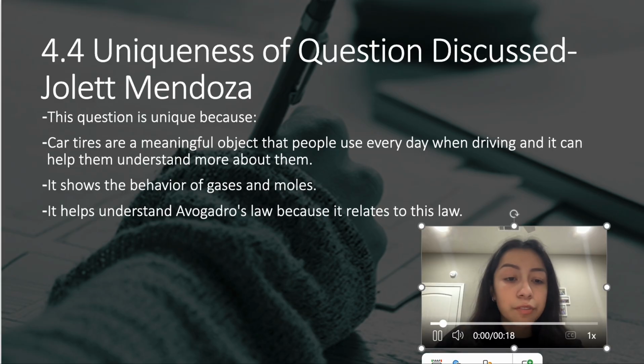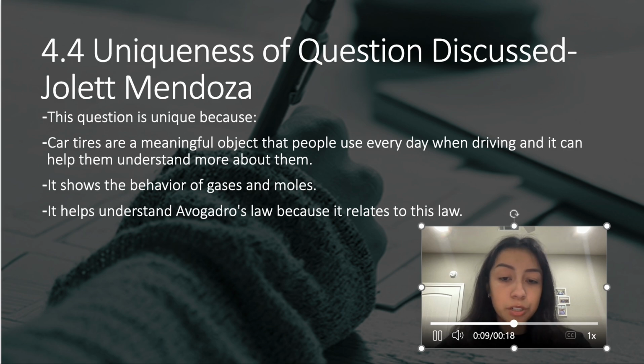The uniqueness of this question discussed. This question is unique because car tires are a meaningful object that people use every day when driving, and it can help them understand more about them. It also shows the behavior of gases and moles, and it helps understand Avogadro's law because it relates to Avogadro's law.